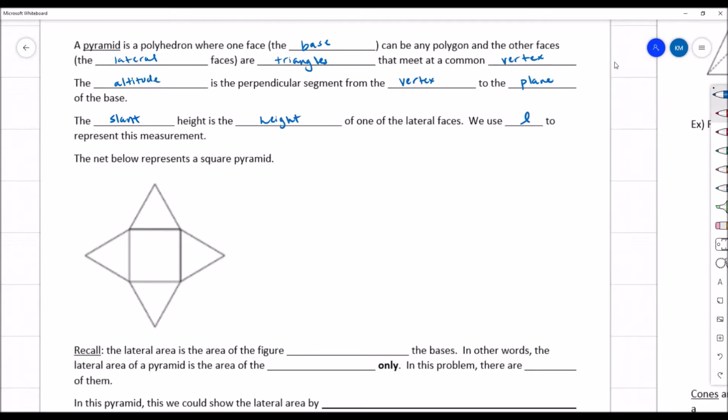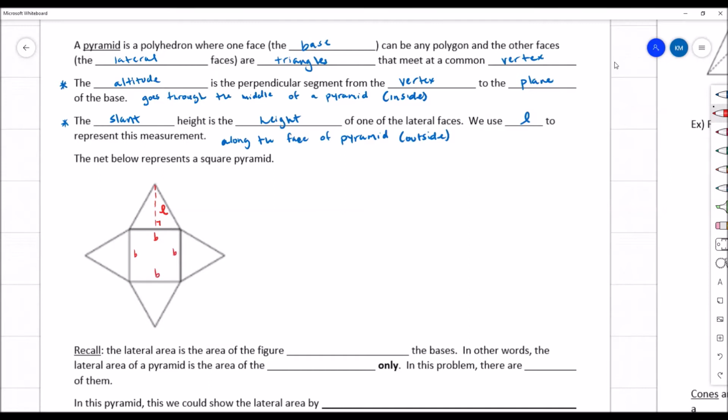It's going to be important for you to tell the difference between altitude and slant height. Our altitude goes through the middle of a pyramid on the inside, and our slant height goes along the face of the pyramid on the outside. The net below represents a square pyramid. The slant height would be here, the perpendicular height of one of the faces. All these sides are part of our base. We're going to call each side b.